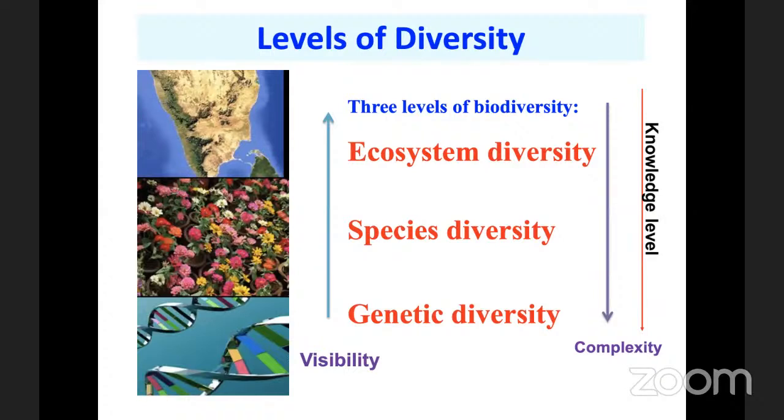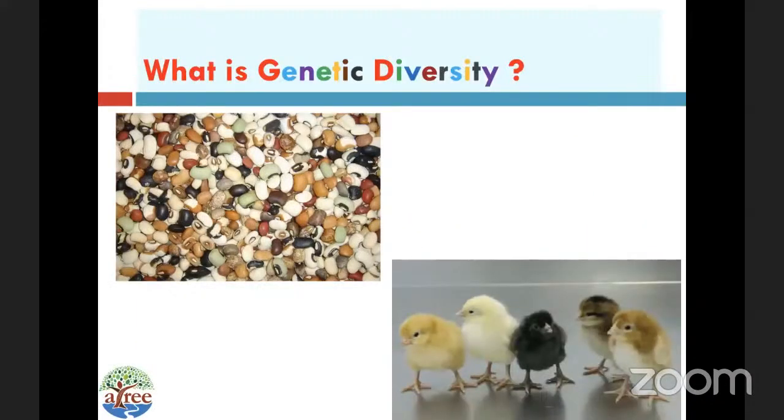If you look at the visibility, you will see that ecosystem diversity is clearly visible, species diversity is clearly visible, whereas genetic diversity is not apparently visible. And in terms of complexity, measuring genetic diversity is complex compared to looking at ecosystem diversity. But what is genetic diversity?